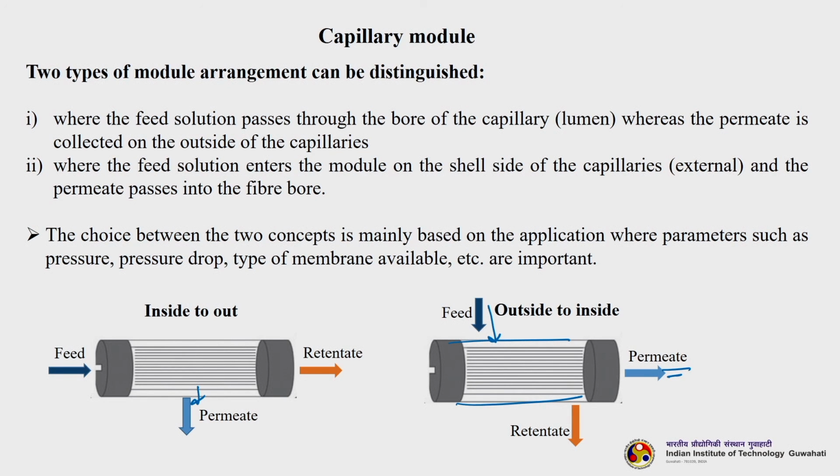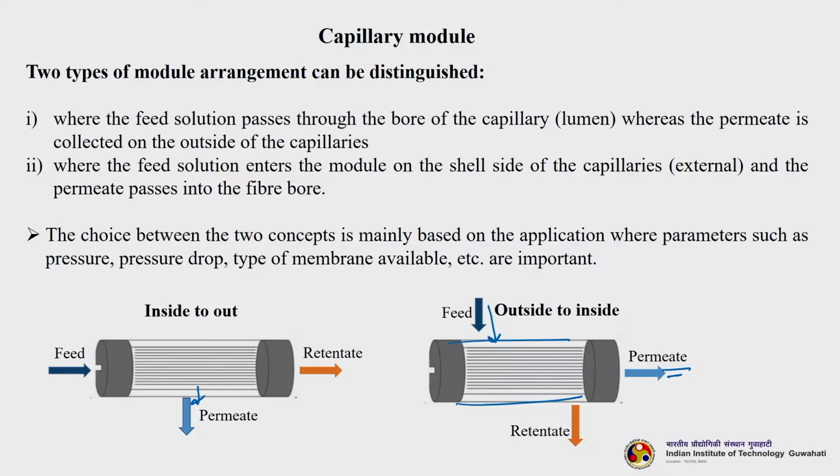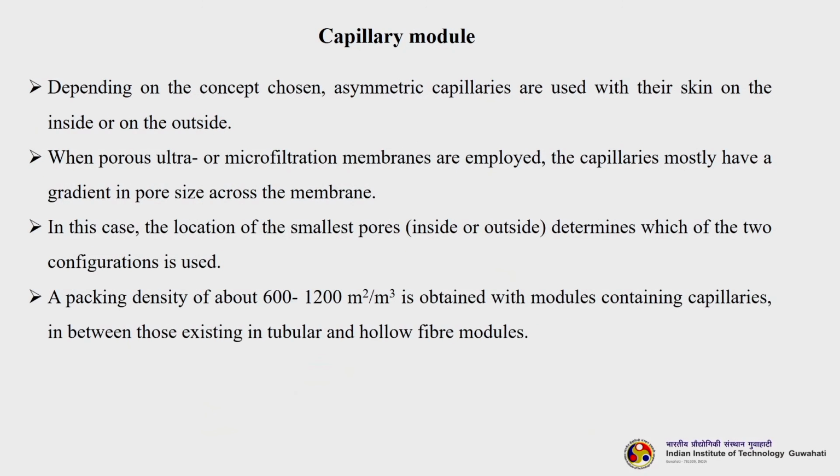So the feed solution enters the module on the shell side, the external side, and the permeate passes through the membrane. Inside the capillary the permeate is getting collected. In the first case the feed is flowing inside the capillary and the permeate comes out of the membrane from the external side. For outside to inside it is the reverse. So which arrangement are we going to use or recommend? That depends on two things. The first is the application, where parameters such as pressure drop and type of membrane available are important, as well as the economics. Depending on the concept chosen, asymmetric capillaries are used with their skin on the inside or on the outside.